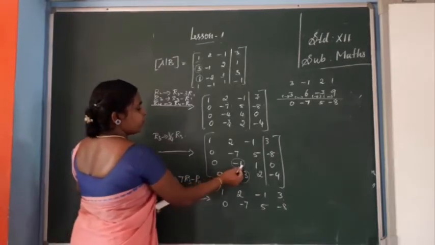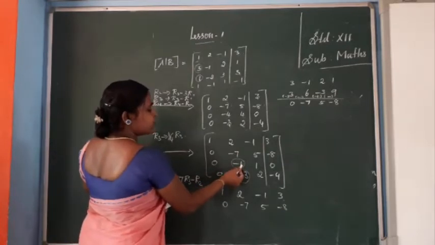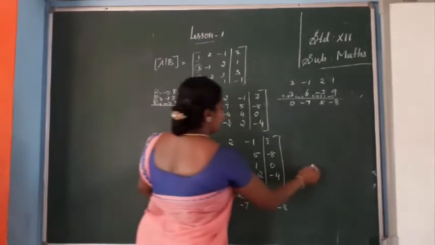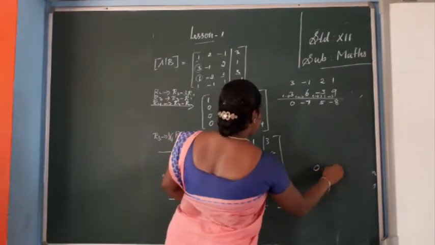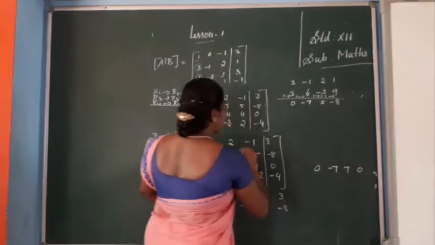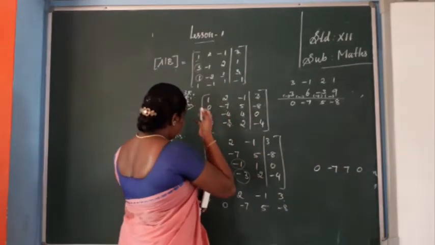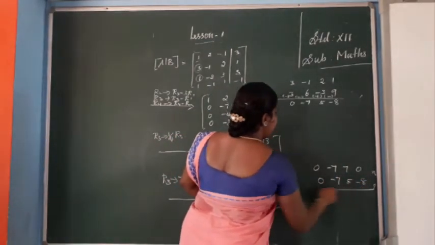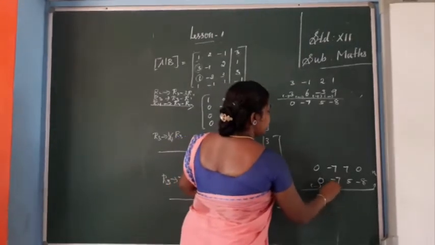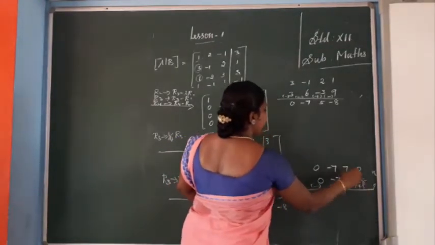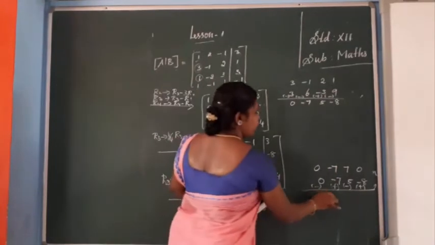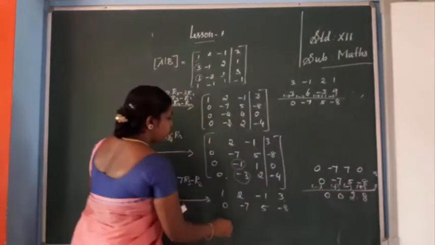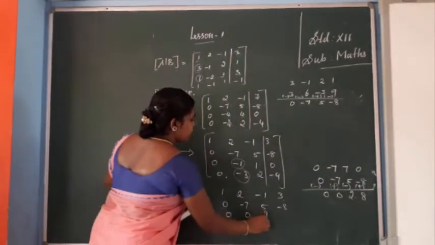You see, 7 here multiplied by minus 1 gives minus 7, so minus 7 plus 7 is 0. So 0, minus 7, 7, 0. This second row, no need to multiply. 0, minus 7, 5, minus 8. So directly subtract: minus plus minus plus. Minus 7 plus 7 is 0, so 0, 0. 7 minus 5 is 2. So here 8. 0, 0, 2, 8.